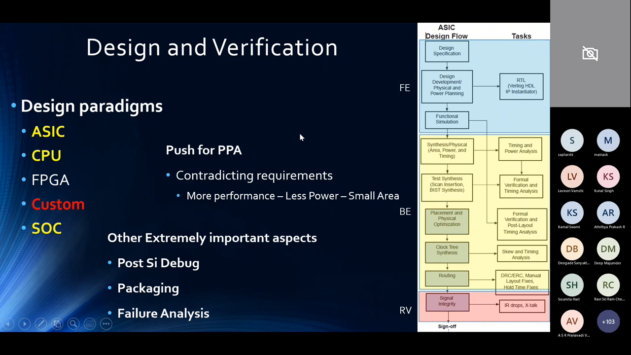Now, we have always seen this, but of late it has become more and more challenging. There has always been a push for PPA. PPA stands for power, performance, and area. So you need more performance at less power in a smaller area. So these are really contradicting requirements, right? And that has posed a lot of challenge in designing these systems.